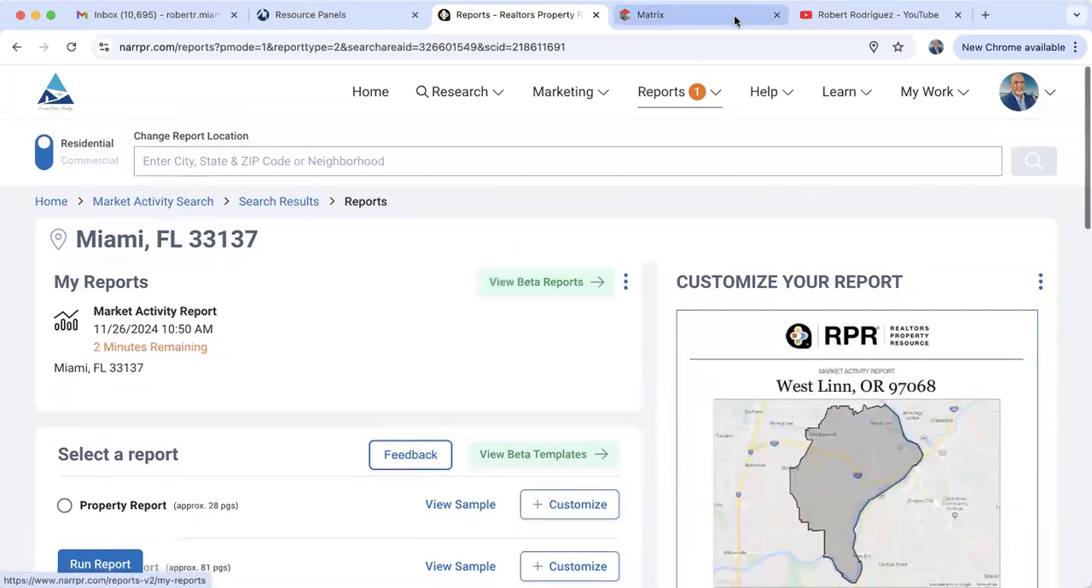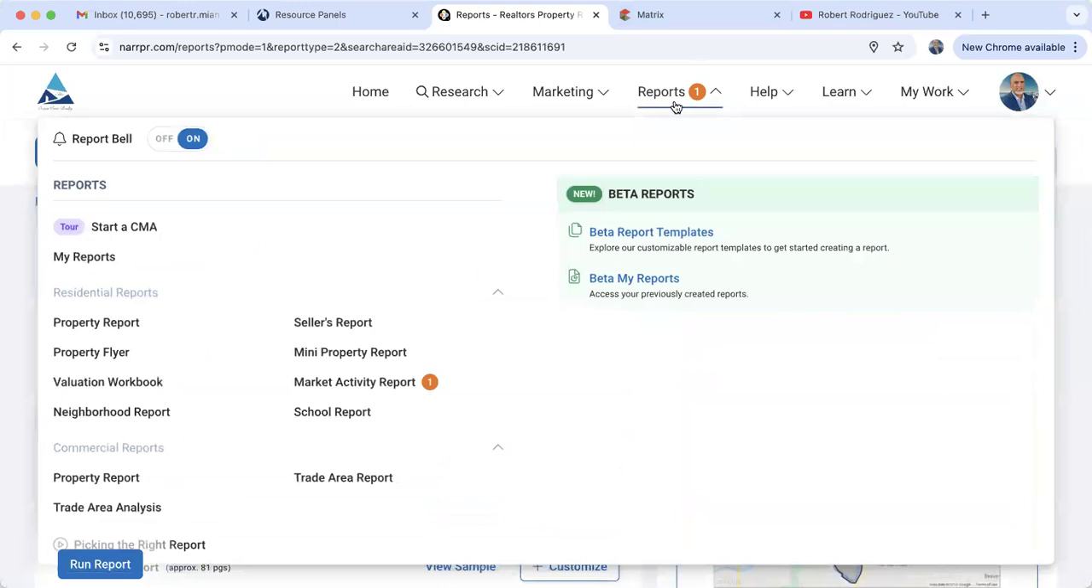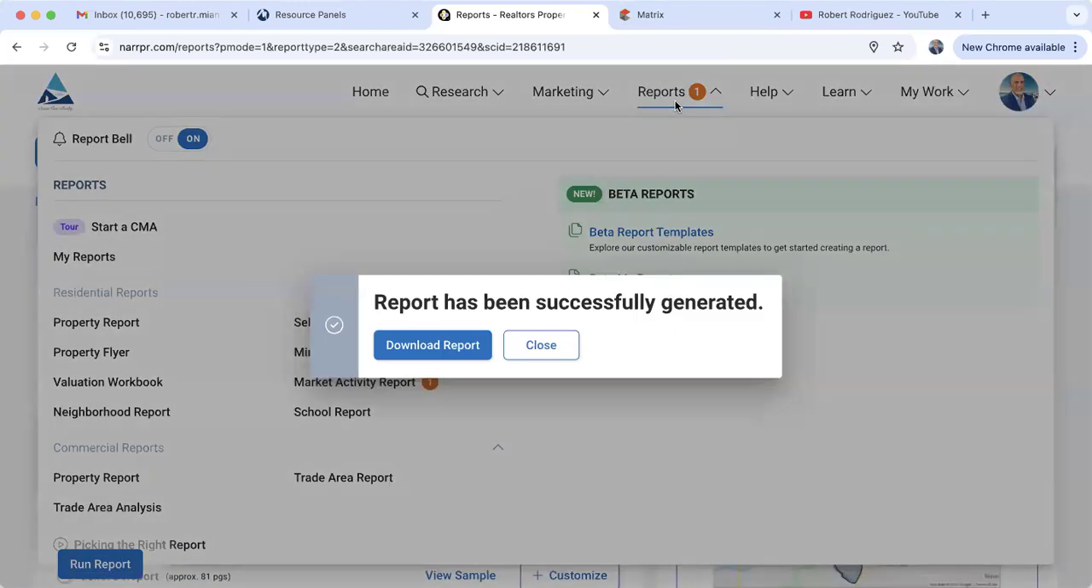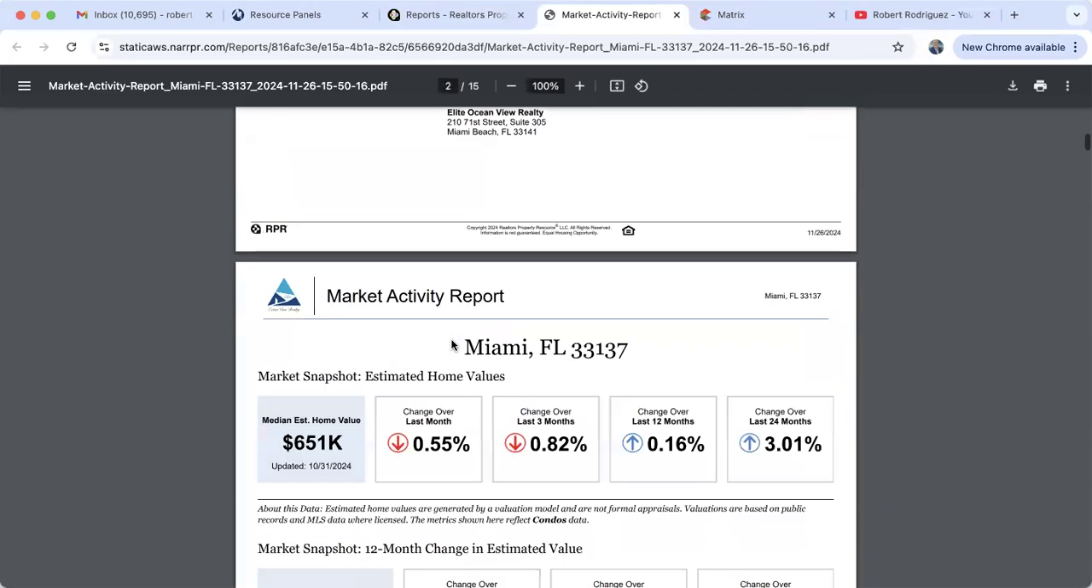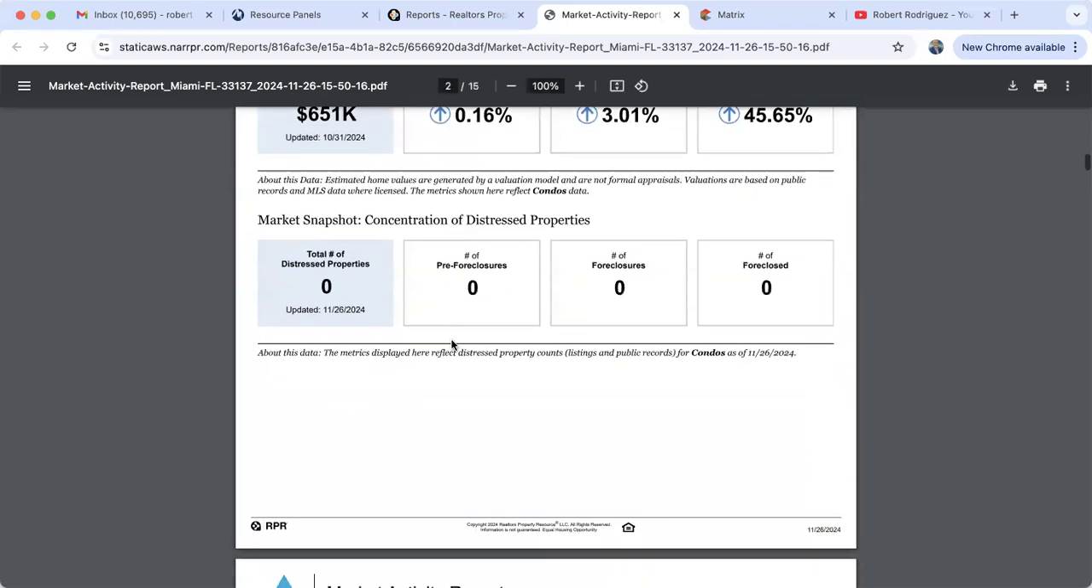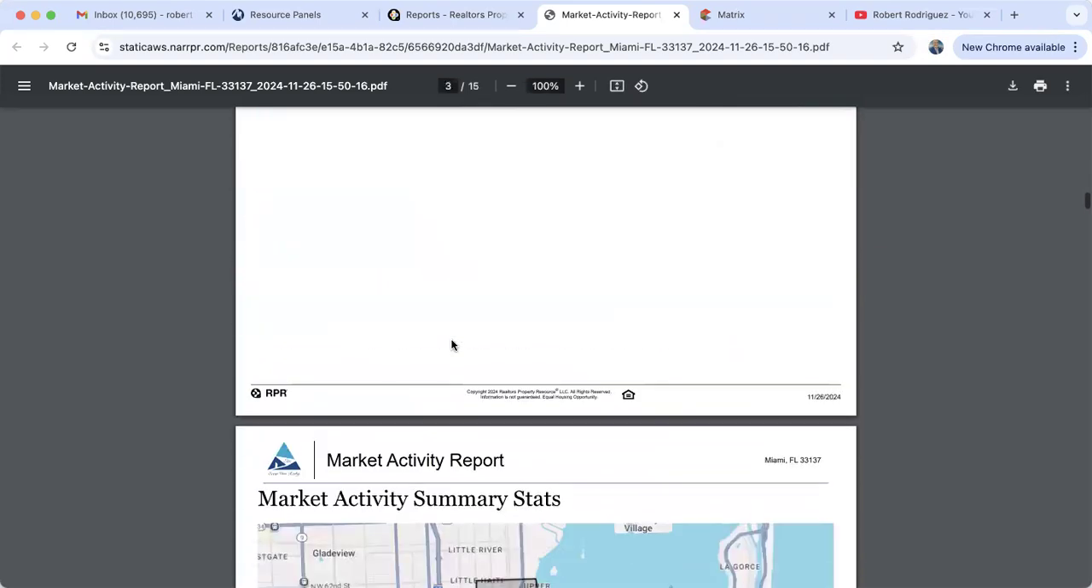All right, so up here, you're going to see that there is a report being created. Once the report is ready, you click on download report, and let's take a look here at our market activity report for zip code 33137 condos.